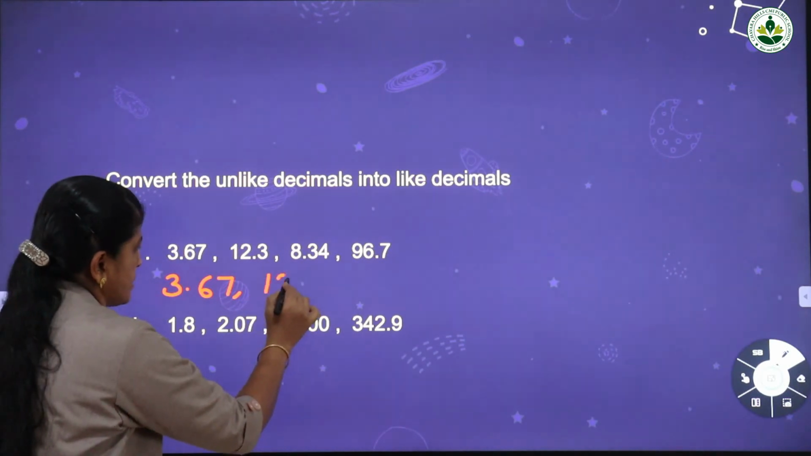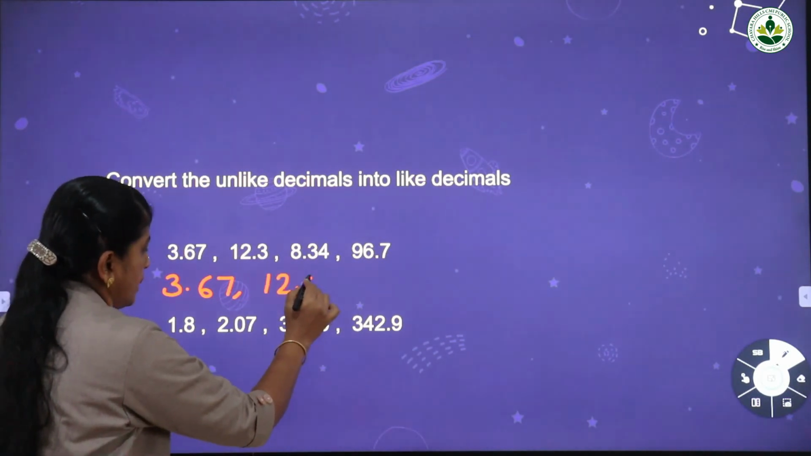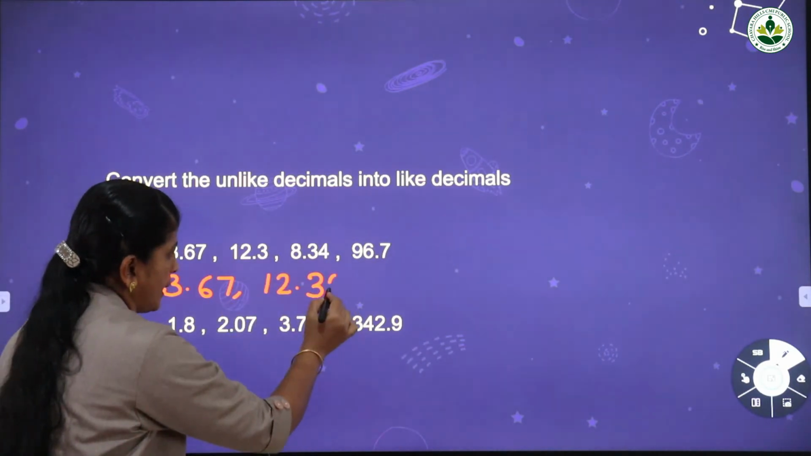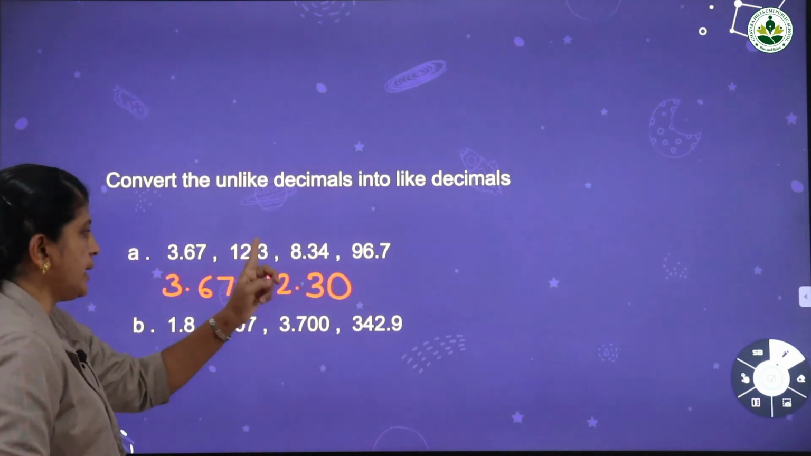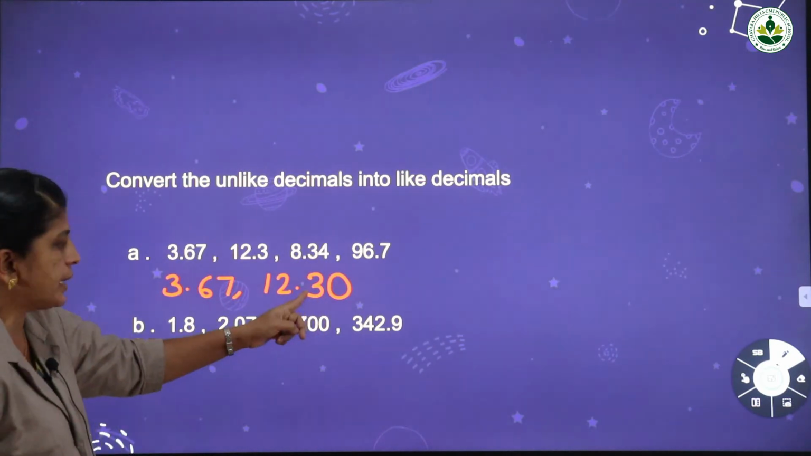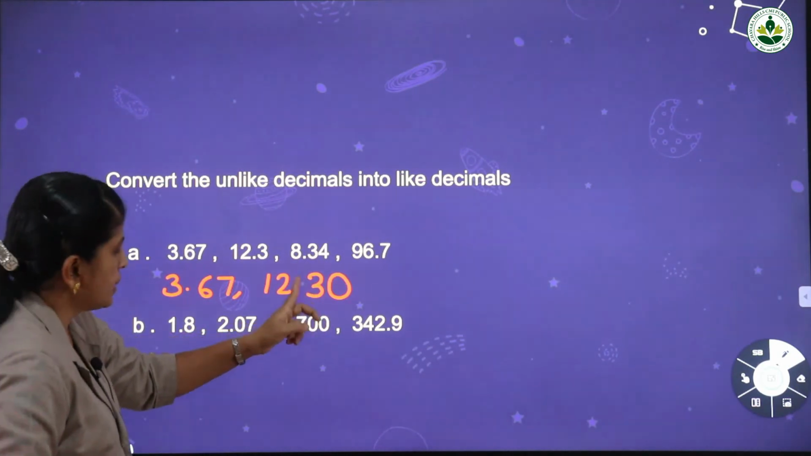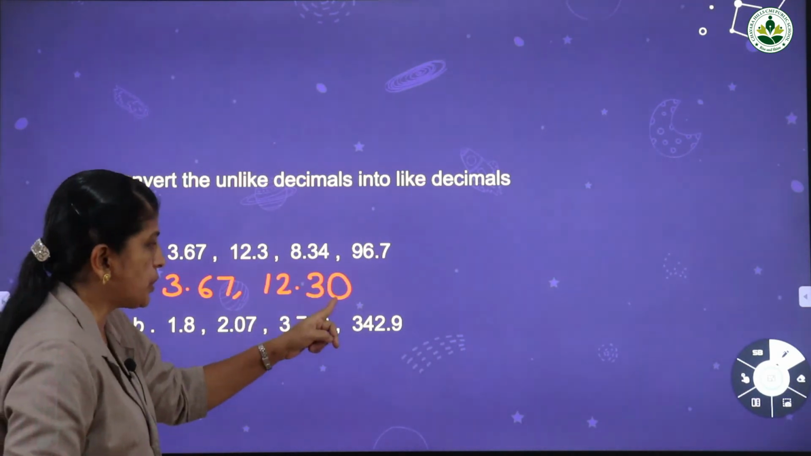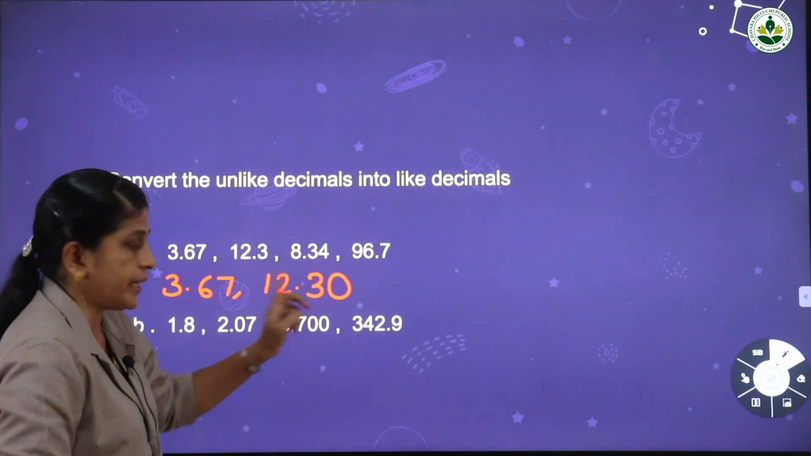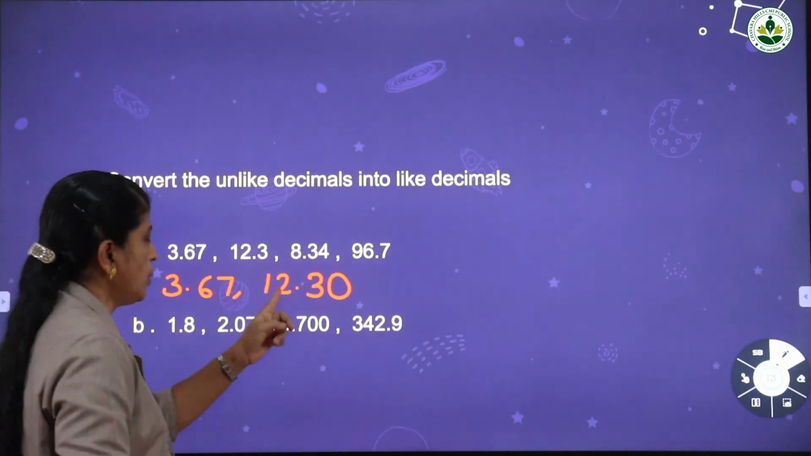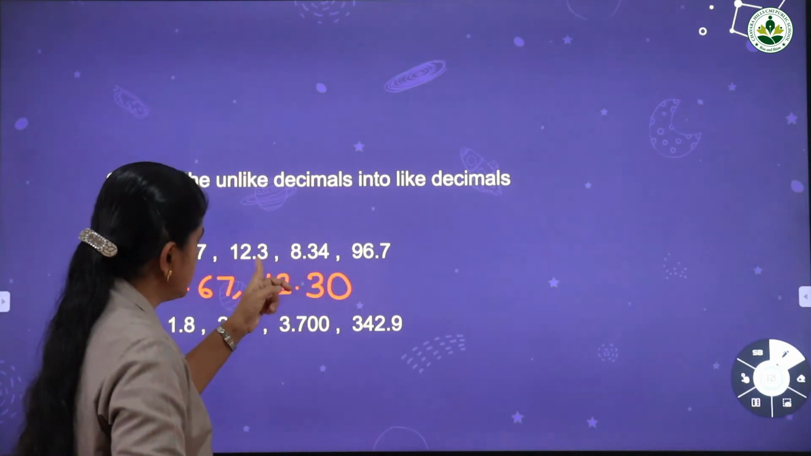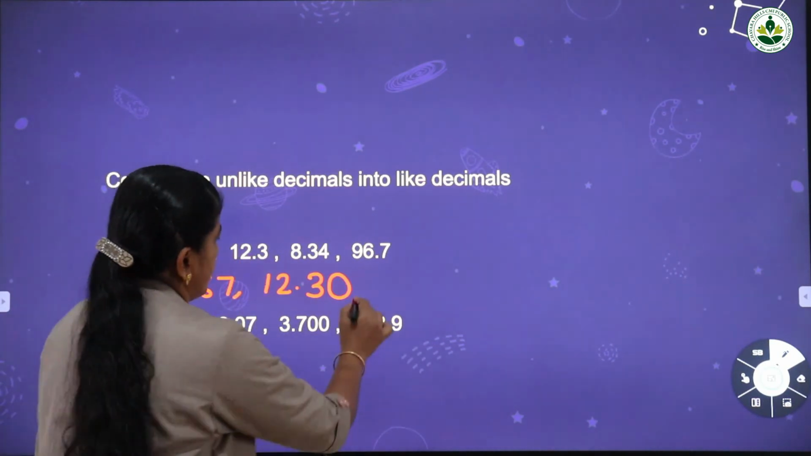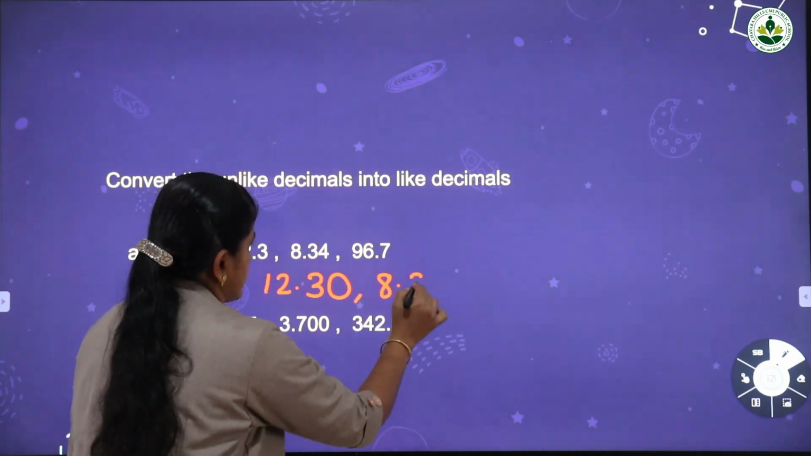Therefore, make this decimal a decimal number with 2 digits after the decimal point. For that, put a 0. 12.3 and 12.30 are equivalent fractions. You are not allowed to put any digit other than 0. You have to put only 0 to make an equivalent fraction. Okay, therefore 12.30 is the equivalent fraction of 12.3. Then the third number, do not change.